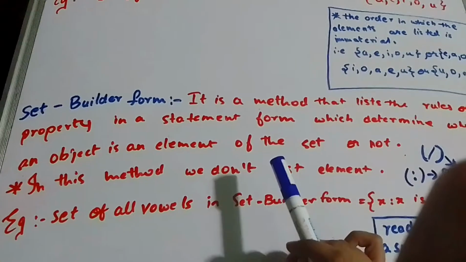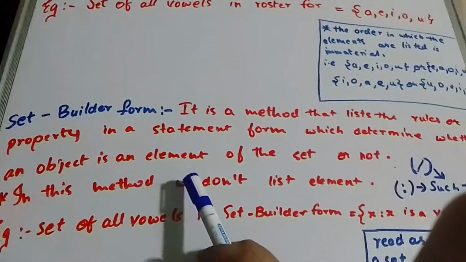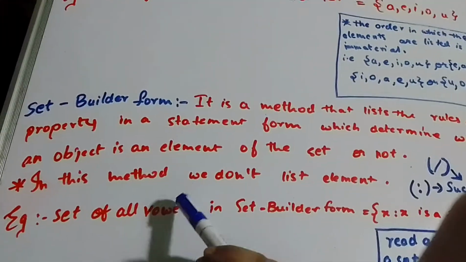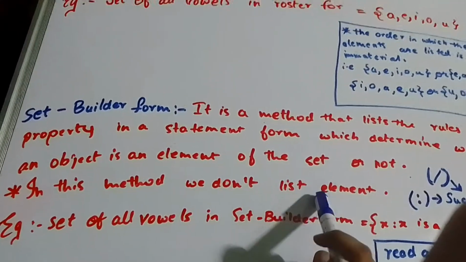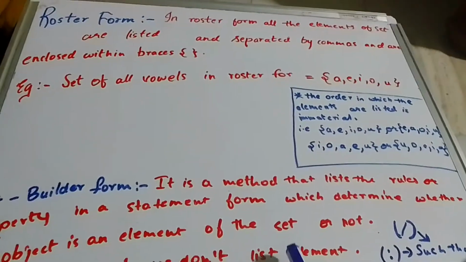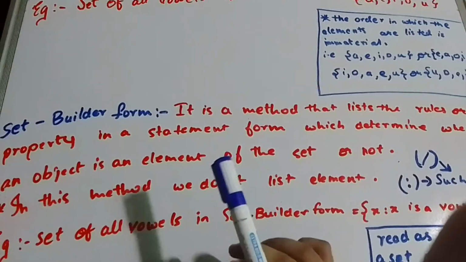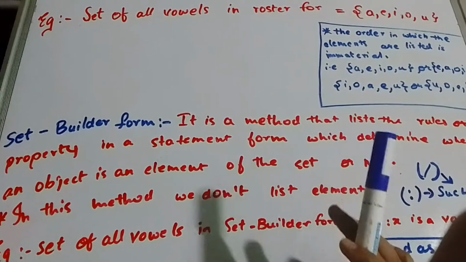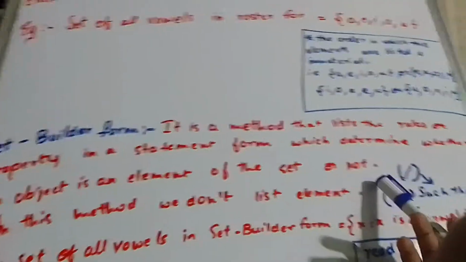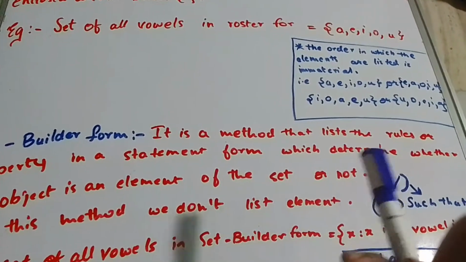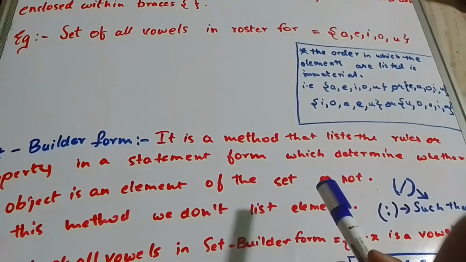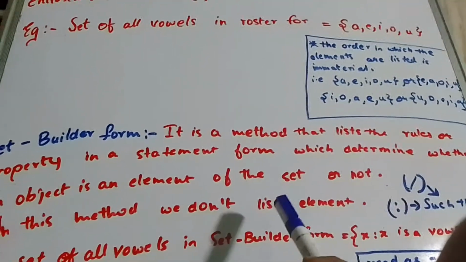This is an important point. In this method, we do not list the elements. In roster form, we list the elements, but in set builder form, we must not list the elements. What we have to list is the property or rules in a statement form.